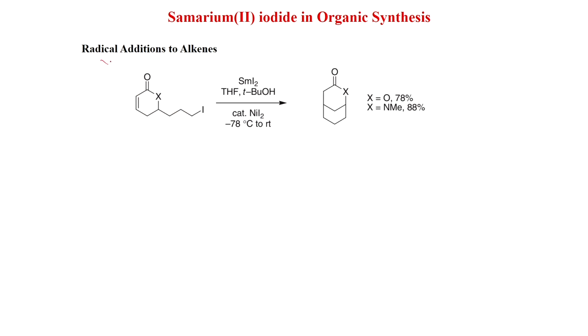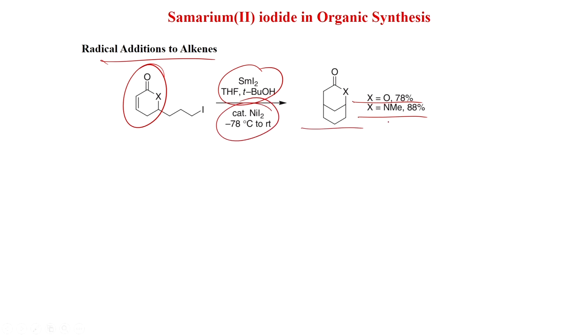Some more examples of radical addition to alkenes: like here a cyclohexanone system, X equal to oxygen, X equal to NMe, so lactone or lactam, then samarium iodide, THF, tert-butanol, catalytic nickel iodide, you get this bicyclic compound. So, this radical is adding here.